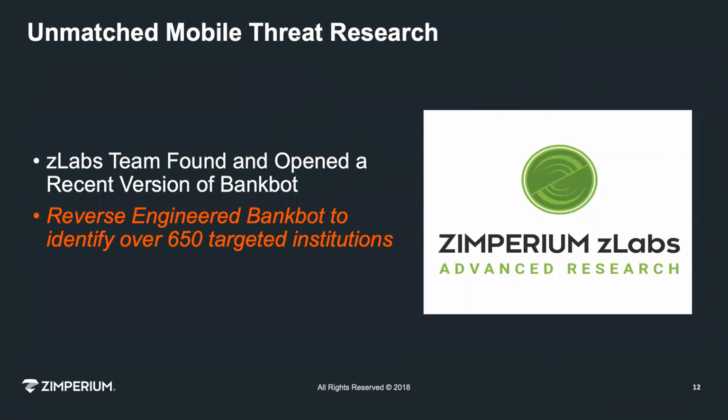Now, in this case, they found a version of Bankbot that they actually reverse engineered. And what they found was that over 650 institutions, applications, and organizations were being targeted. So this isn't just banking apps. Some bulk of them were banking apps, but there were tech companies, healthcare companies, and services apps and companies.